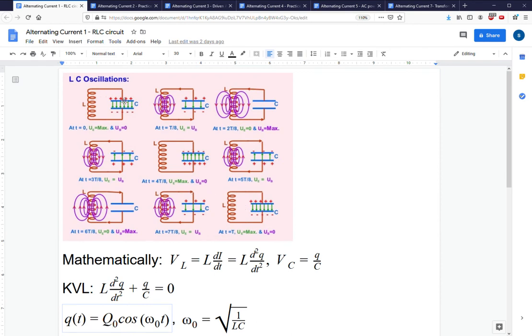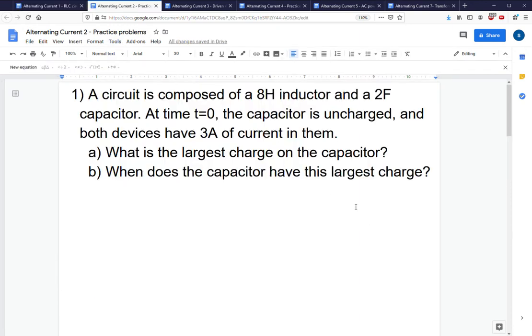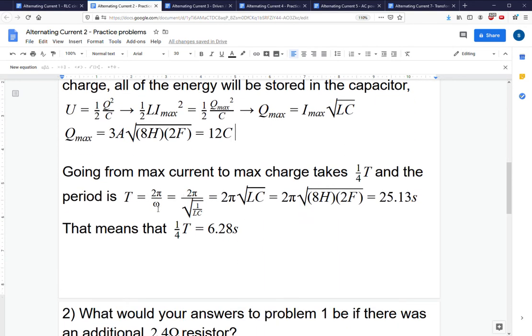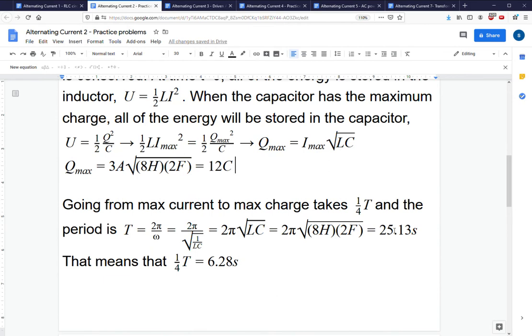Which means that going from the inductor being maximally charged to the capacitor being maximally charged takes 1/4 of this cycle. In other words, 1/4 of the period. So we can find the period using T is equal to 2 pi over omega. We can find omega using omega is equal to the square root of 1 over LC. And we can say that the period of this system is 25.13 seconds. And so the time that it takes to get from maximum current to maximum charge is 1/4 of the period, or 6.28 seconds.